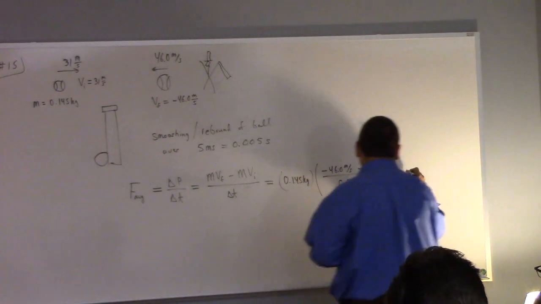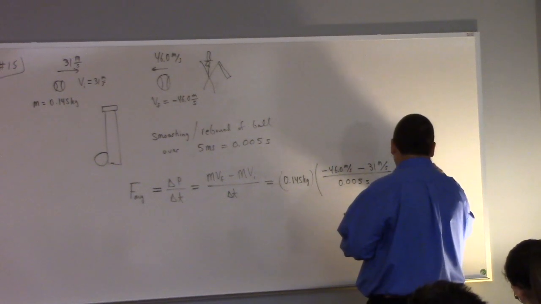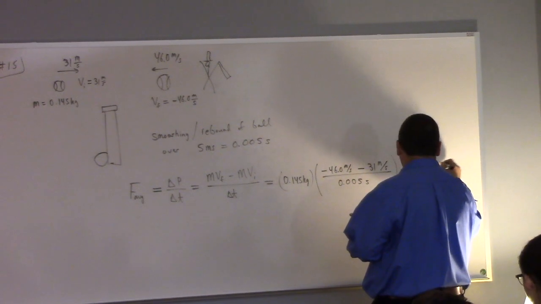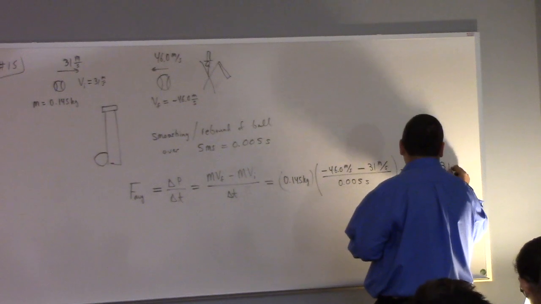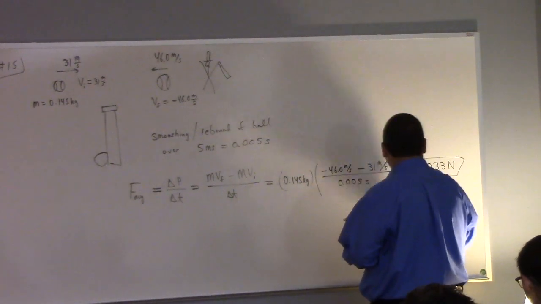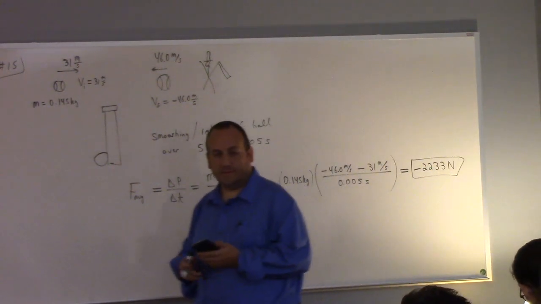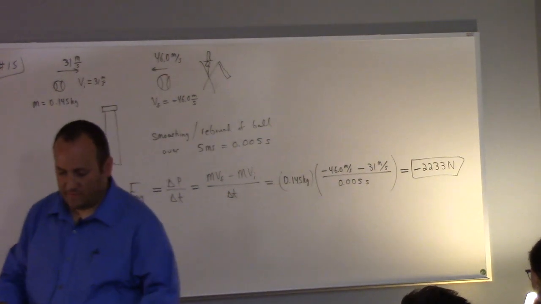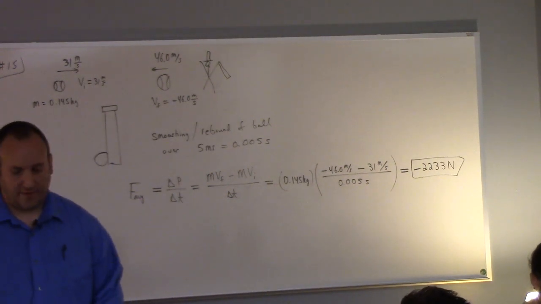And so what I got is minus 2,233, that's a fun number, newtons. Now, there might not be a minus sign because I have probably just not been careful to read the wording of the problem. Let me read it again.